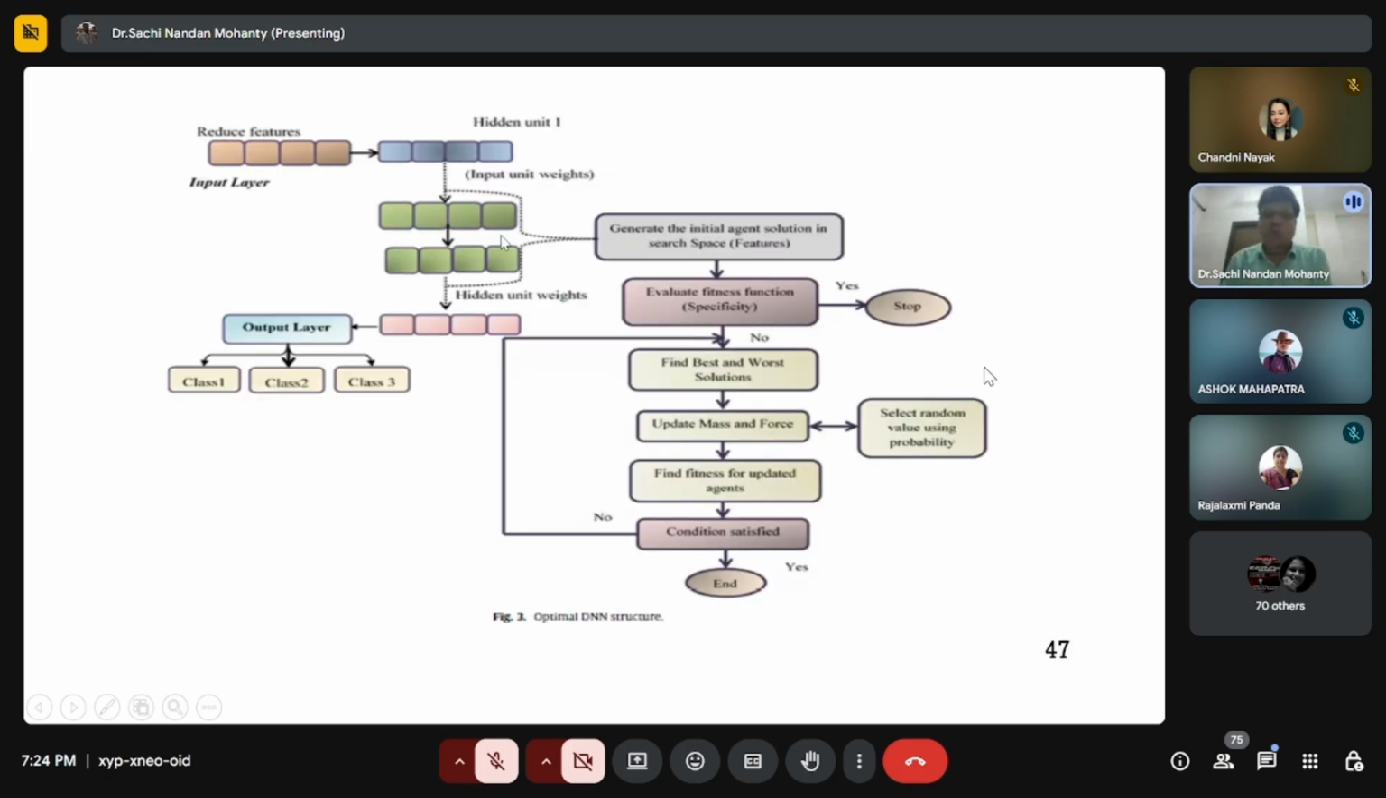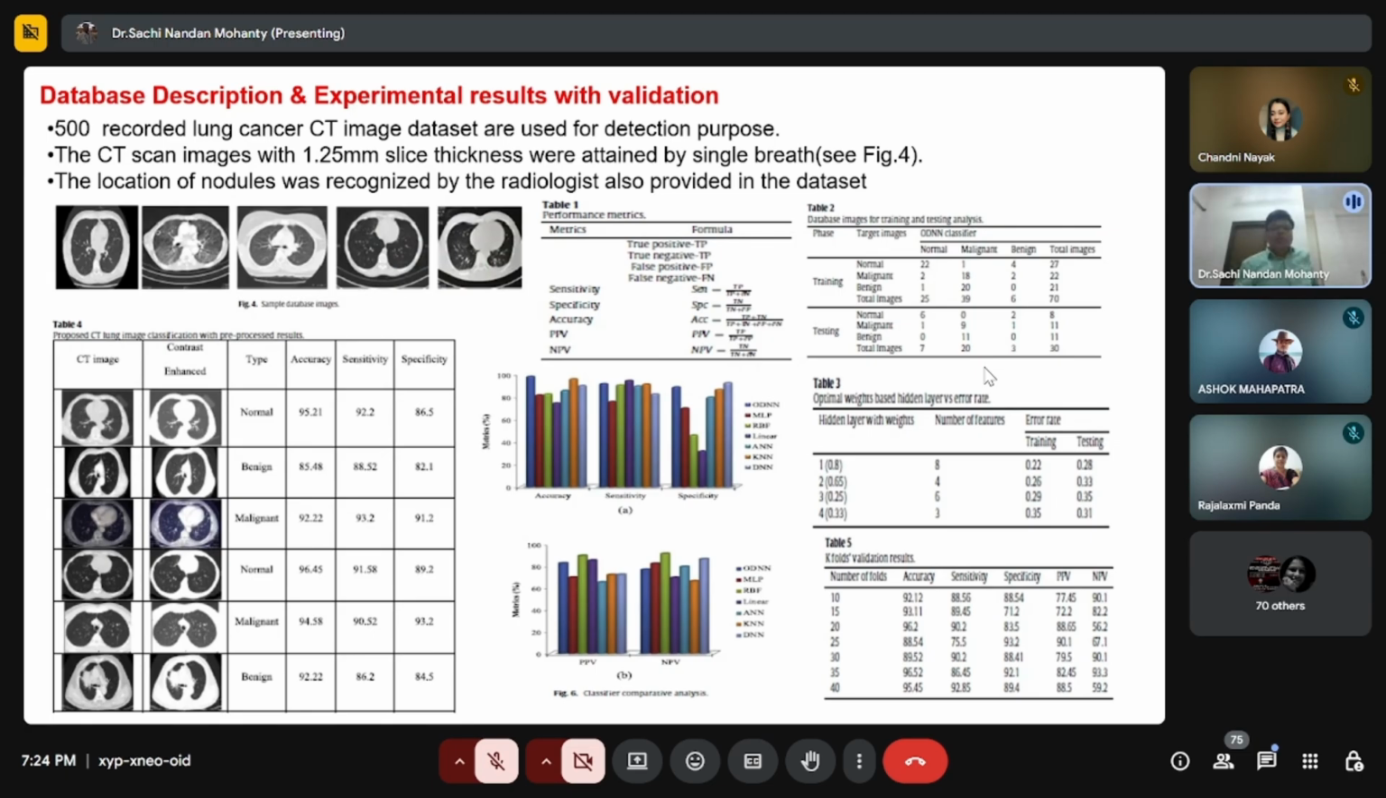In this ODNN, what we do, ODNN stands for optimal deep neural network. We use the input layer, hidden layer, and the output, and we call it the optimum DNN. You find the loss function, evaluate the fitness function, consider the satisfied constraints, then generate the initial agent. Then the output should be class 1, class 2, class 3, and class 1, class 2, class 3 are nothing but normal, benign, and malignant. So what is the output data set you see?